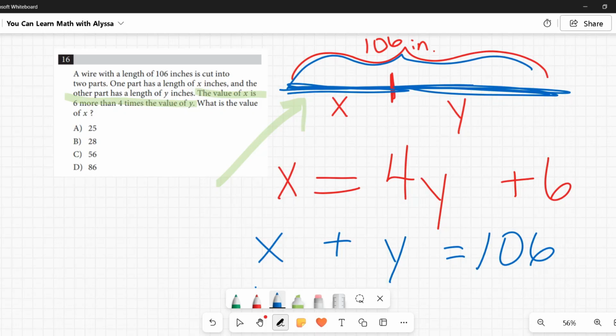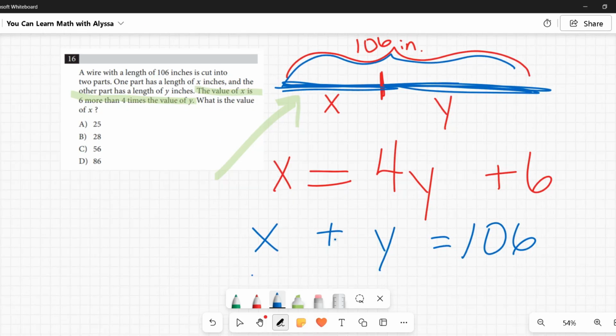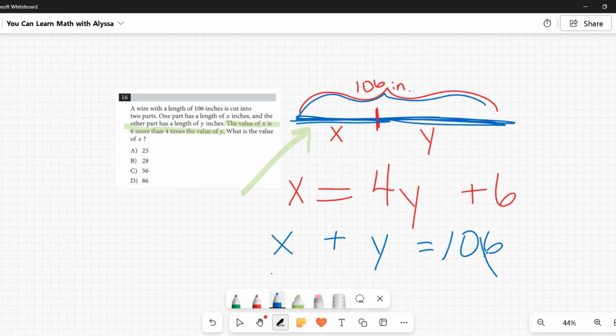If you're fast at substitution, it's probably going to take about the same amount of time as graphing it. Sometimes I will say substitution or elimination is very clearly faster if you've practiced a lot and you can recognize it. In this case, it's six of one, half a dozen of the other. I think it's about the same. I'm going to show you how to do it by substitution.